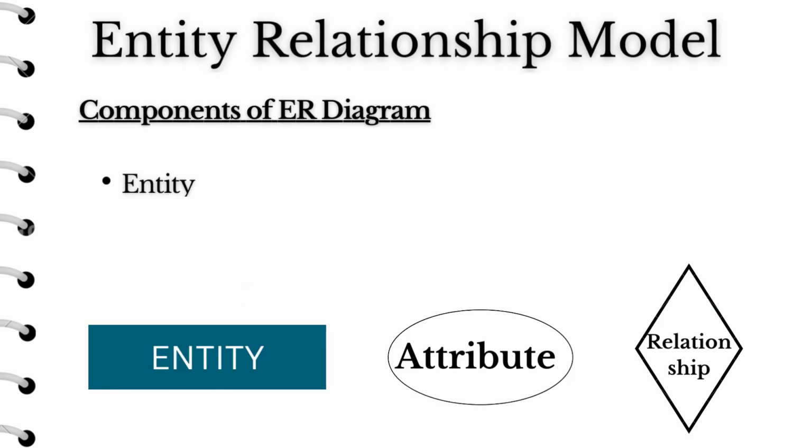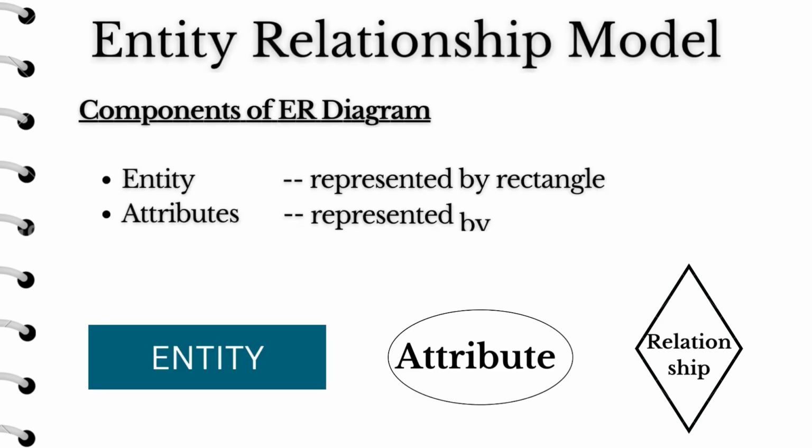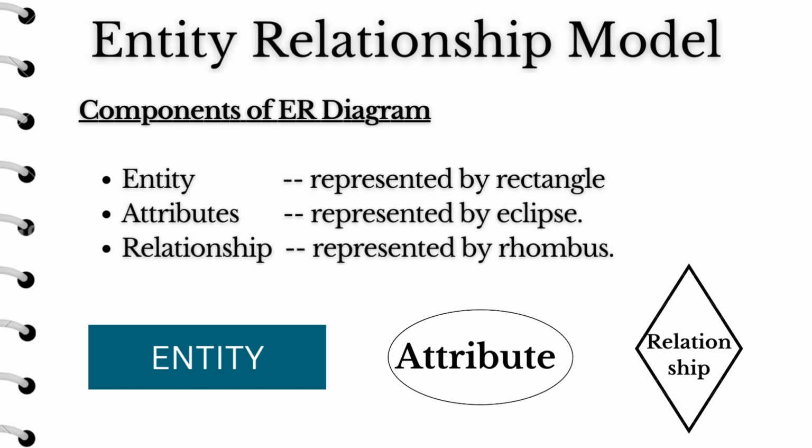Now let's see the components of the ER diagram. Entity is represented by a rectangle, attributes are represented by ellipse, relationship is represented by rhombus.